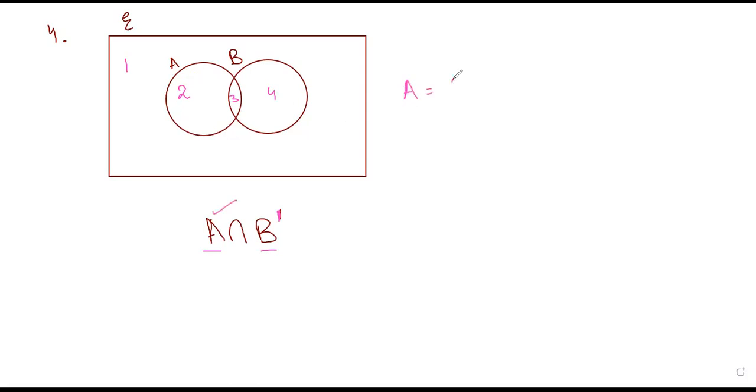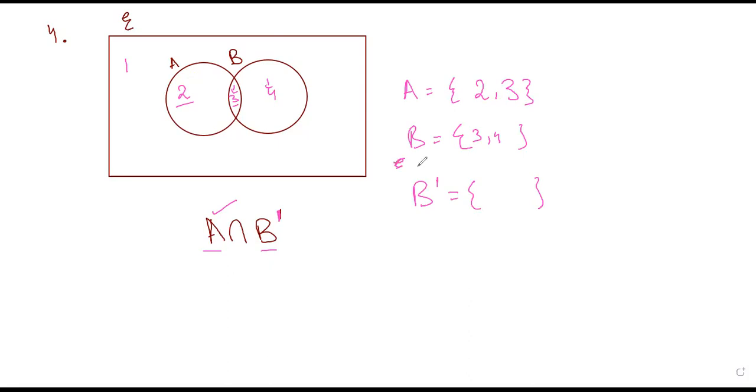What is inside A? In A we have 2, we have 3. Then what do we have in B? We'll talk about B complement later on. What do we have in B? We have 3 and we have 4. Okay, so we are clear with this as well. Finally we need to write down B complement. So what are we going to have in B complement?